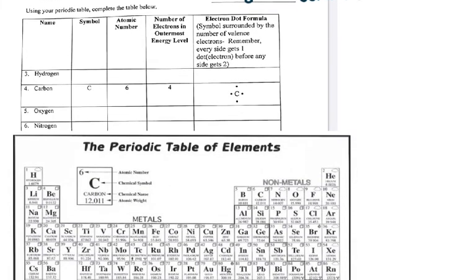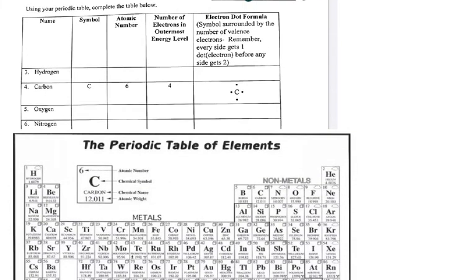So you're going to fill out the table. 4 is done for you. I'm going to do hydrogen and oxygen for you, and then you can do the rest. Hydrogen is right here on the periodic table, so its symbol is H. Its atomic number is 1.